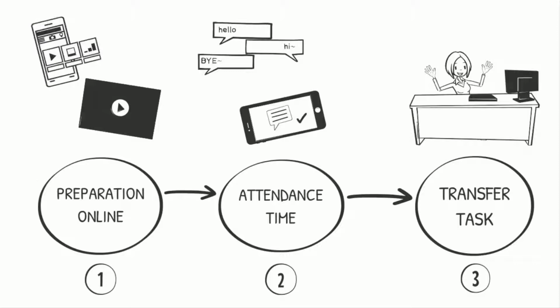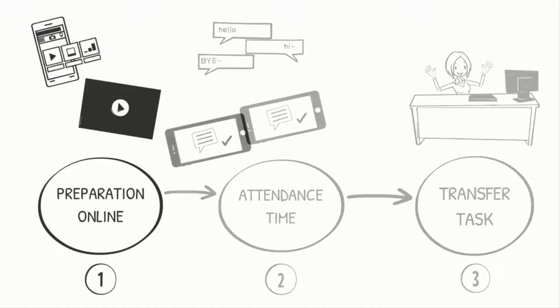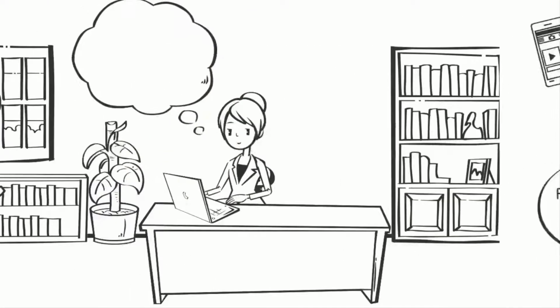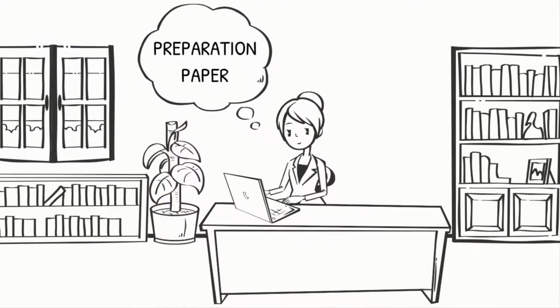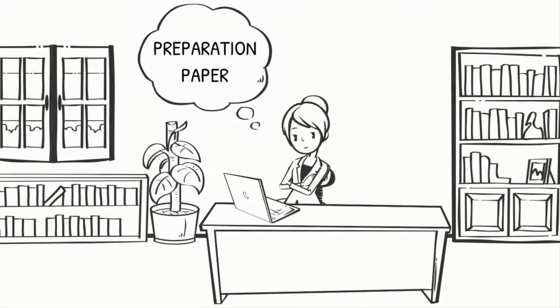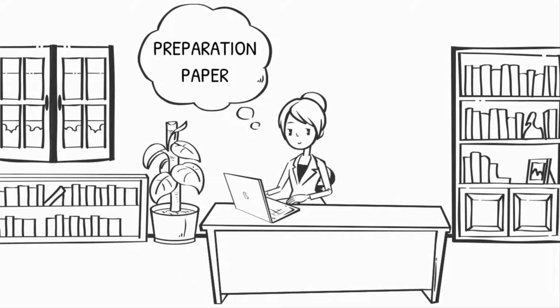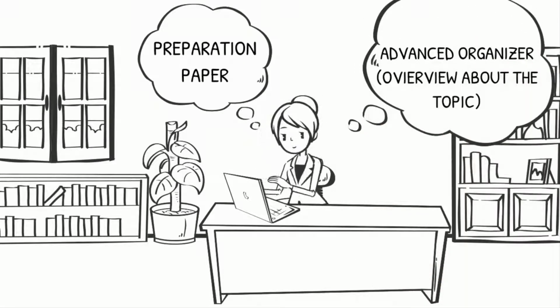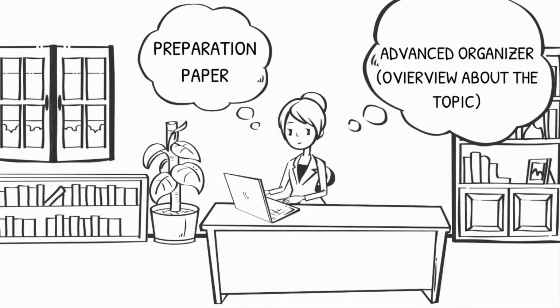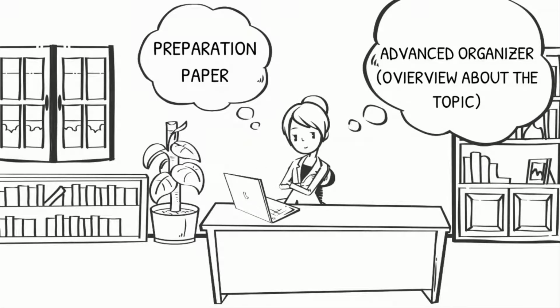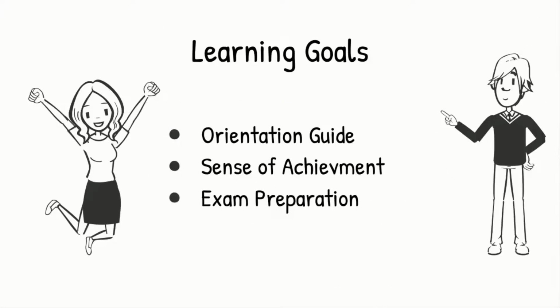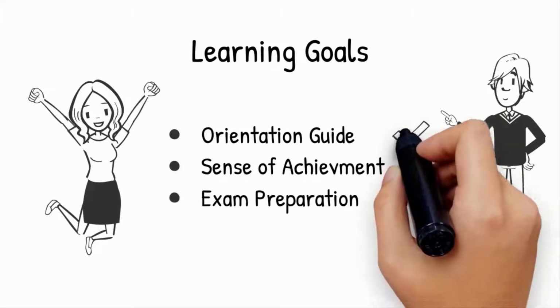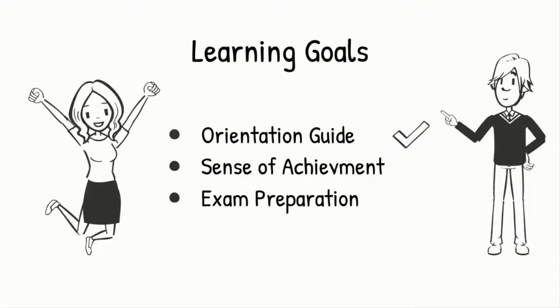The first phase of the 3 phases model takes place online. You might start by uploading a preparation paper for your students on the It's Learning platform. In addition, you could provide an advanced organizer that offers an overview of topics and content students will deal with during attendance time. This material serves again as an orientation guide for us because we are able to get familiar with the new topics in our own preferred way.